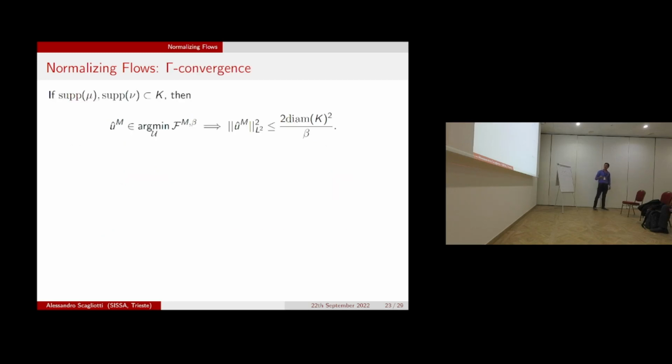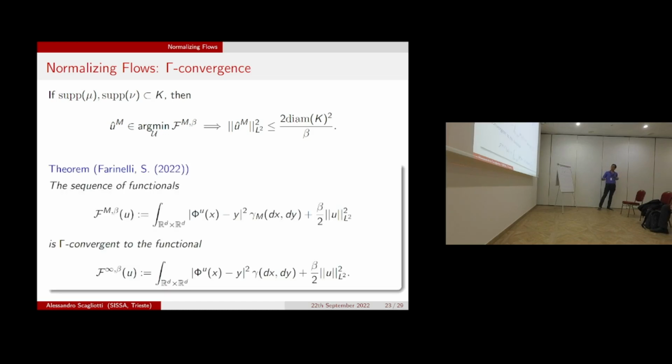Once again, observations. The L2 norm of the minimizers of the functional Fm can be uniformly bounded from above with a constant that does not depend on m. And this is very good news. It was exactly what we were looking for, a bound on the Lipschitz constant. And then once again we have a gamma convergence result, which as before is a stability result. Not entering into the details as before, we have the functional Fm and the corresponding gamma limit.